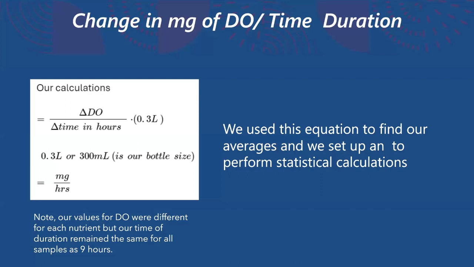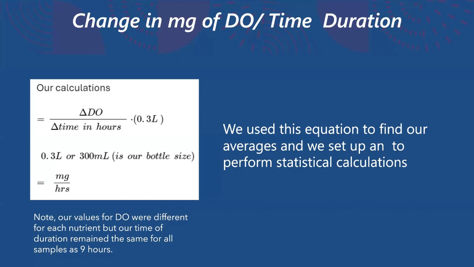So we had to ask ourselves, how do we compute all of this? How do we make sure our viewers understand our data? As part of our data analysis, we were more concerned about the DO levels not having an effect at all. So with that being said, we used the following equation to calculate the average levels of DO per sample by dividing the change in DO over the change in time in hours times 0.3 liters, which is our bottle size, and that will give us the average level of DO in milligrams per hour.